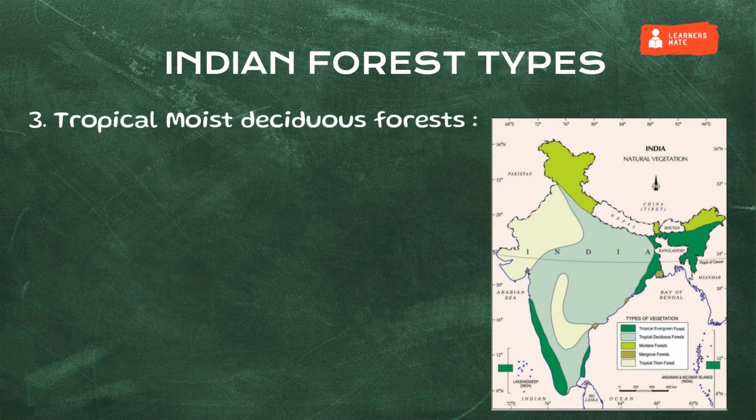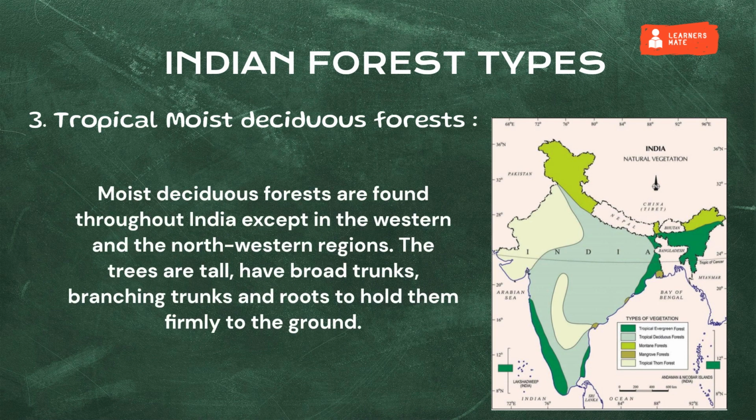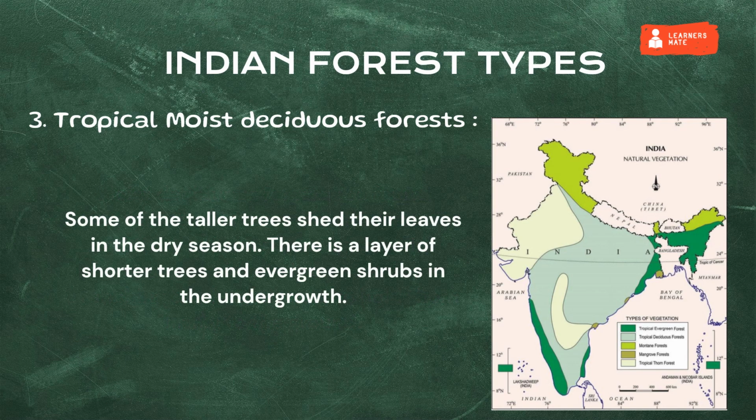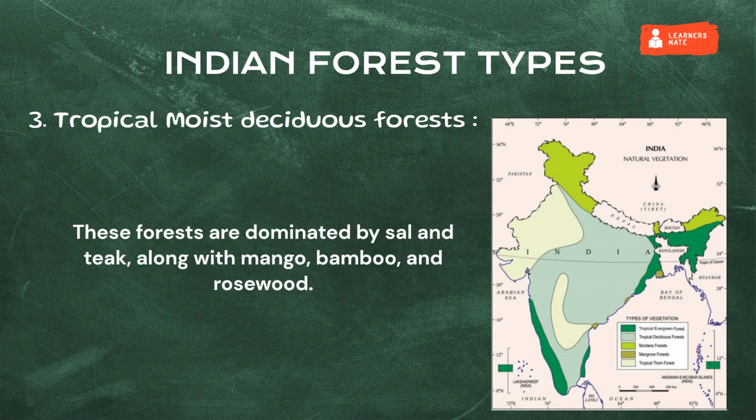Tropical moist deciduous forest. Moist deciduous forests are found throughout India except in the western and northwest regions. The trees are tall, have broad trunks, strong branches and roots to hold them firmly to the ground. Some of the tall trees shed their leaves in the dry season. There is a layer of shorter trees and evergreen shrubs in the undergrowth. The forests are dominated by sal and teak, along with mango, bamboo and rosewood.